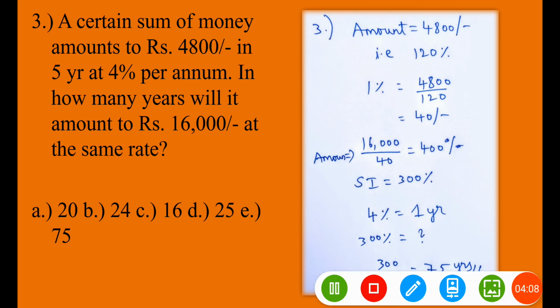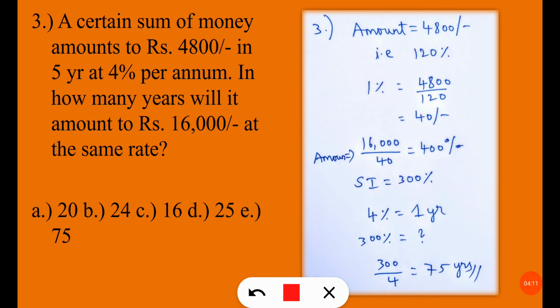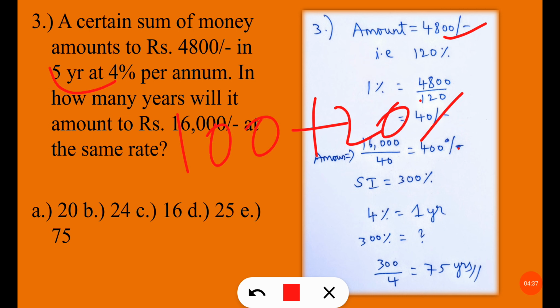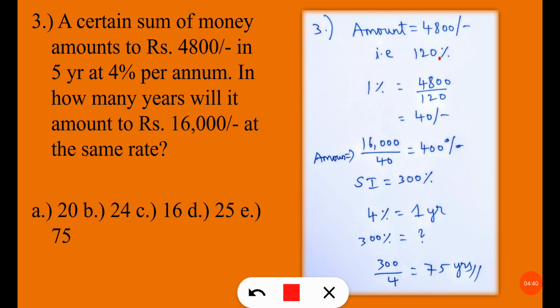Moving to the third question. A certain sum of money amounts to 4,800 rupees in 5 years at 4% per annum. In how many years will it amount to rupees 16,000 at the same rate? Amount is given as 4,800. That means principal plus interest equals 4,800 rupees. We know that principal is always 100%. So 5 into 4, 20%. That means 100% of principal plus 20% of simple interest equals 120%, which is equal to 4,800. Hope you understood this step. Now 120% is equal to 4,800 rupees. What is 1% value? 1% value is 40 rupees.